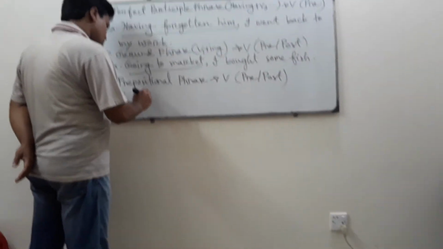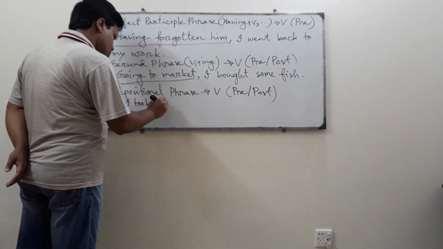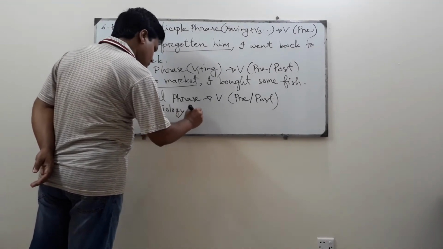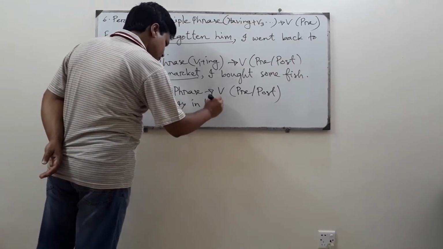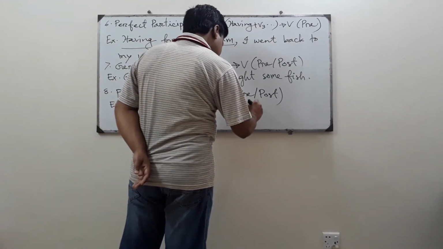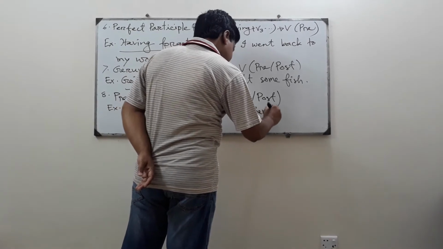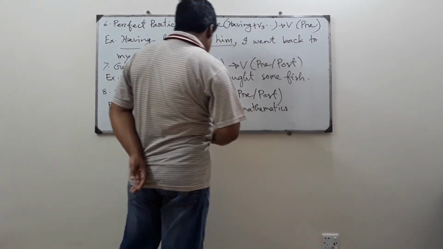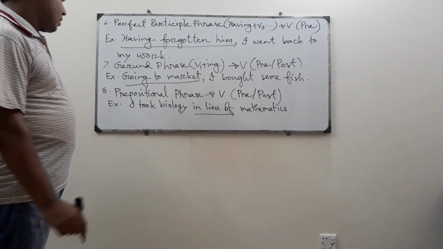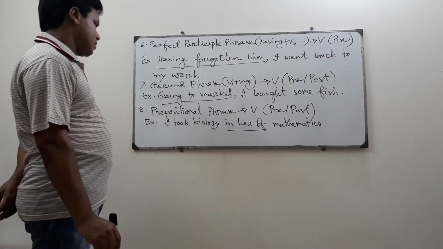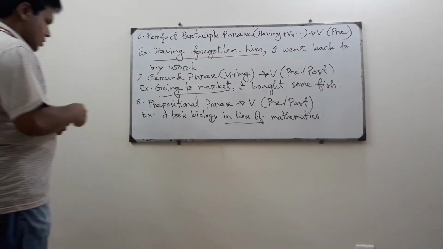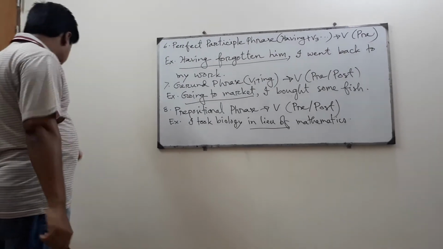I took biology in lieu of mathematics. Here the phrase in lieu of is a kind of prepositional phrase and it has modified the verb took. Look. And it's a kind of post modifier here.